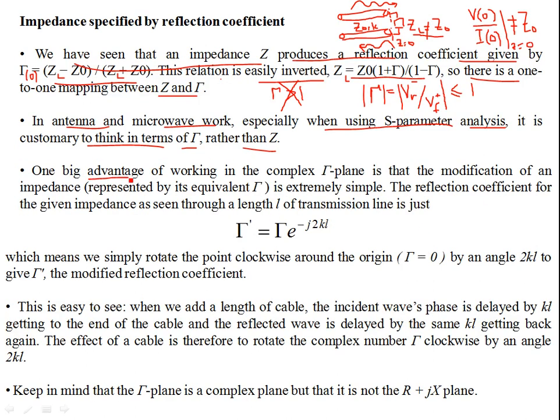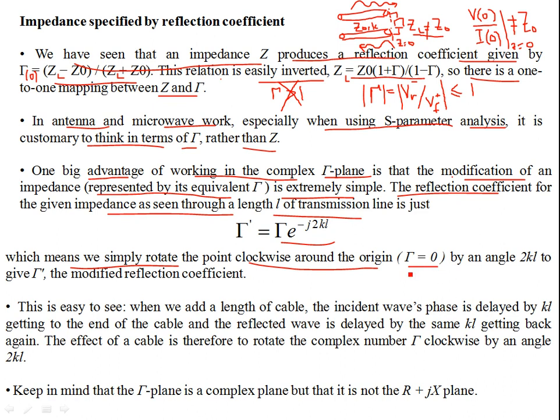One big advantage of working in the complex gamma plane is that the modification of an impedance represented by an equivalent gamma is extremely simple. The reflection coefficient for the given impedance as seen through the length of the line is just gamma e to the minus j2kL. What it means is that we simply rotate the point clockwise, just like a phasor e to the j omega t in the time domain. So we rotate the point clockwise from the origin.